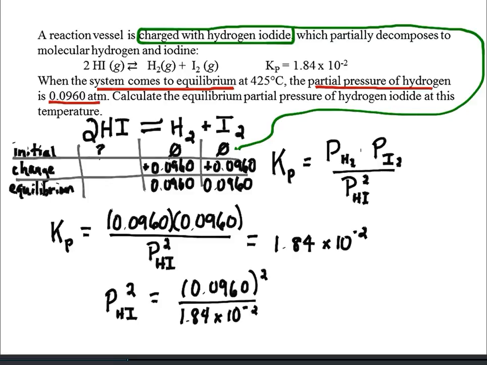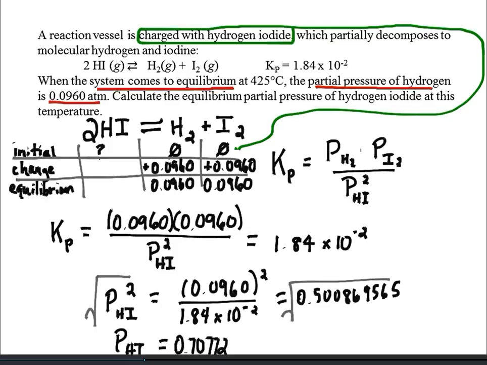If we do some initial algebra here, we get the partial pressure squared equals 0.0960 squared divided by 1.84 times 10 to the minus 2, which is equal to 0.500869. We continue to solve by taking the square root, and the square root of that is about 0.70772. The units are going to be atmospheres because those were the initial units in the problem. Looks like our significant figures need to be 3 significant figures, 0.708 atmospheres.